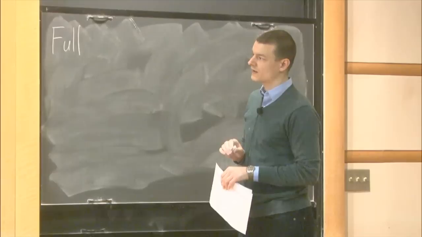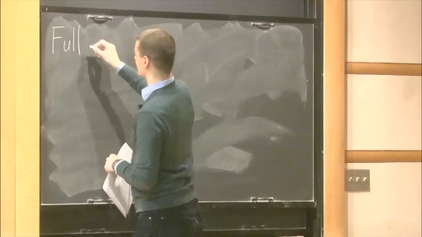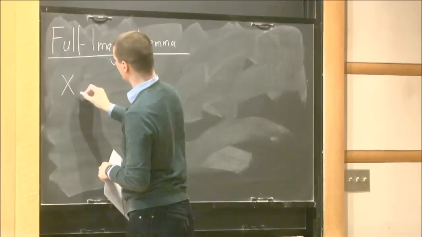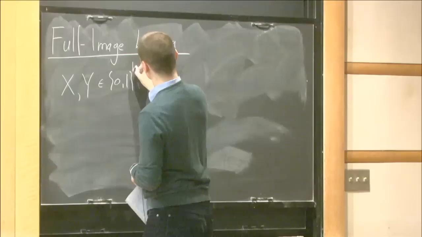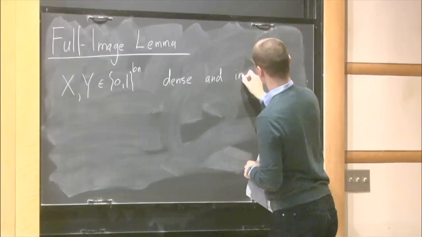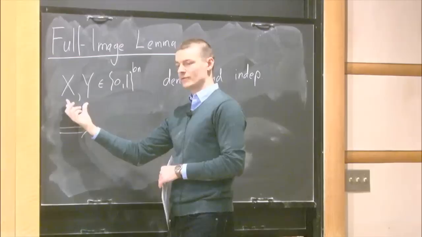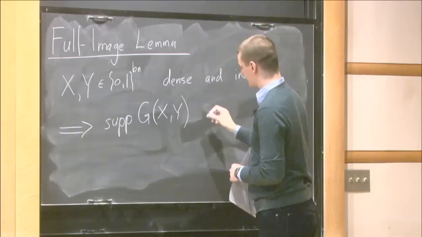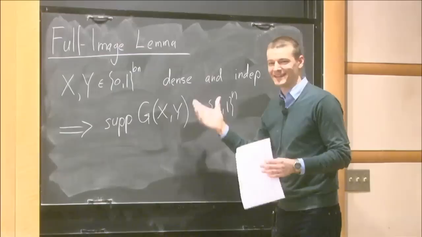We would get one in a very strong sense, which I'll write down. If x and y are dense and independent, then, since I now regard them as random variables rather than sets, let me say that if I plug these random variables into the gadget, look at the image and its support, well, it's everything. So that's really saying that it's a subcube of codimension zero.